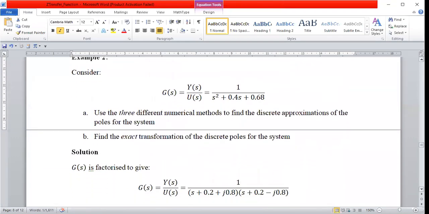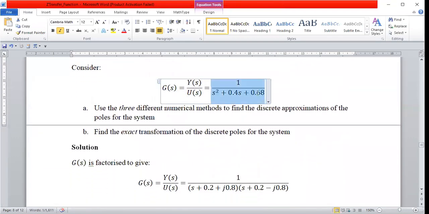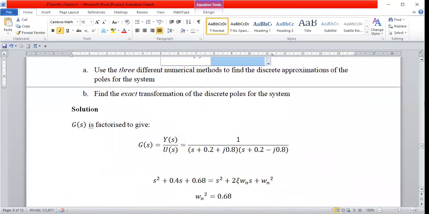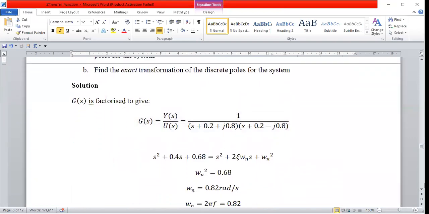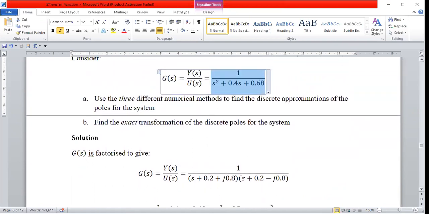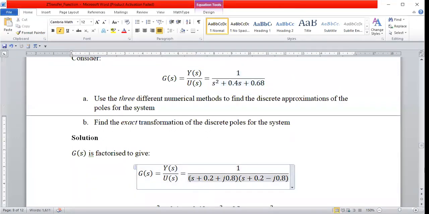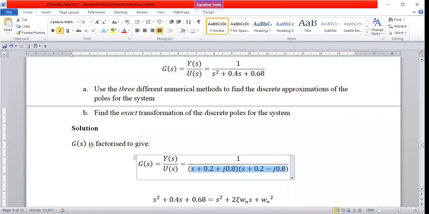Okay, so this is the second example, and we're asked to transform it to the Z domain, just the poles only. If you factorize the denominator, you are going to get this. If you multiply this and this together, you're going to get the original question.